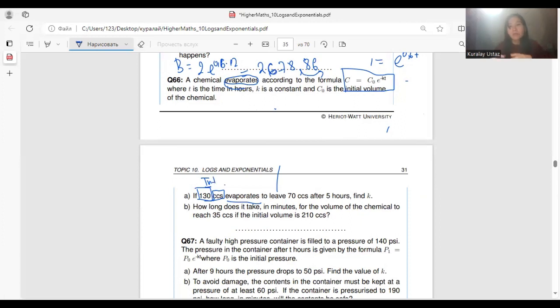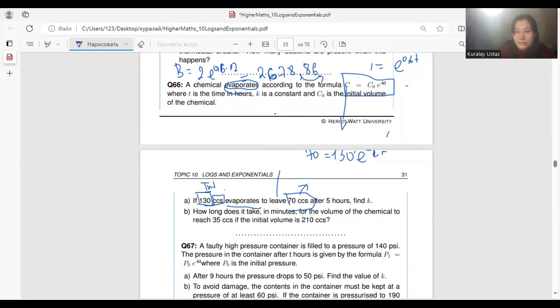So after some time, after 5 hours, some parts start becoming gas, and some parts stay in liquid form. So this one is in liquid form. It's in CCs, so cubic centimeters or milliliters. So this one is the final. Let's put it into the formula. That is 7T is the result. This one is the initial value, e to the minus K, T is 5. Let's solve this equation now.